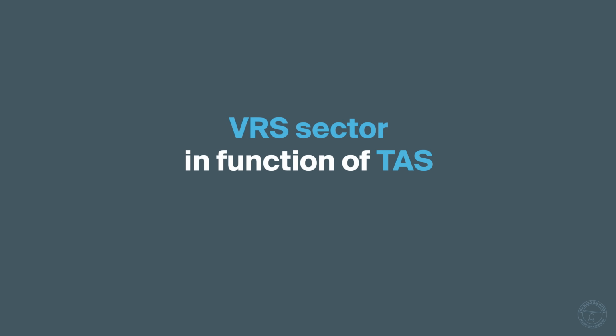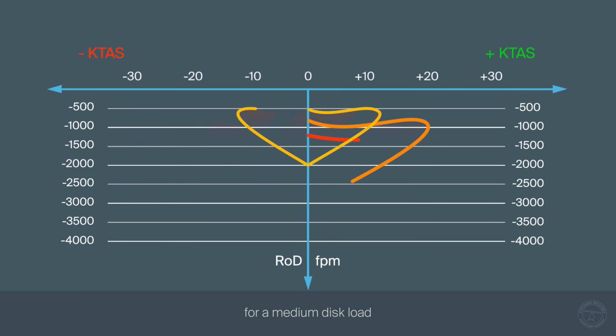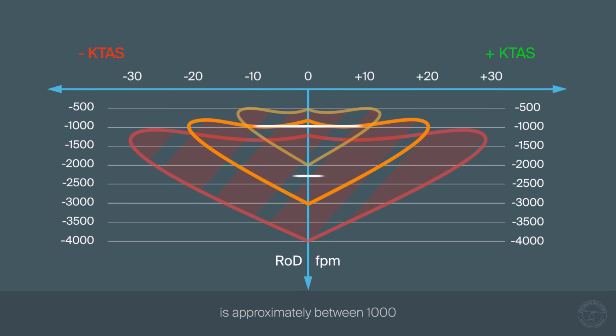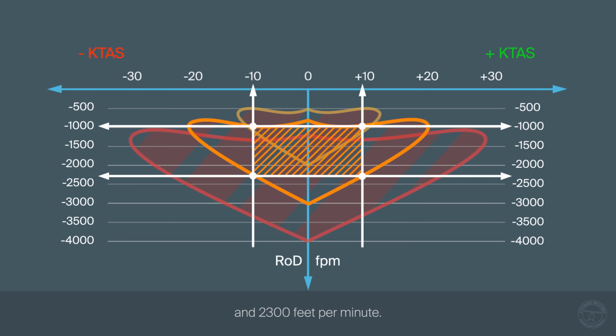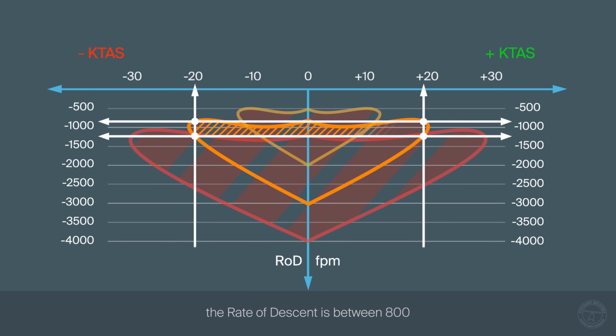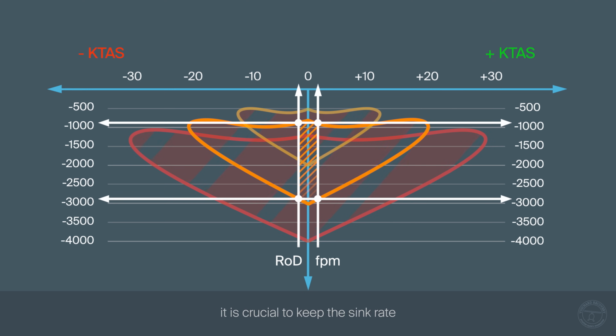VRS sector in function of true airspeed. Now, we analyze the sectors for a medium disk load at plus-minus 10 knots true airspeed. The dangerous rate of descent is approximately between 1,000 and 2,300 feet per minute. At 20 knots, the rate of descent is between 800 and 1,200 feet per minute. Note that the dangerous range can increase up to 3,000 feet per minute if you reduce speed on the approach to hover. Therefore, in the low speed range, it is crucial to keep the sink rate below 500 feet per minute.